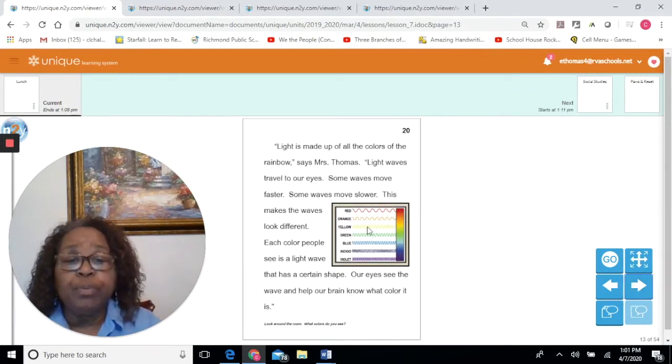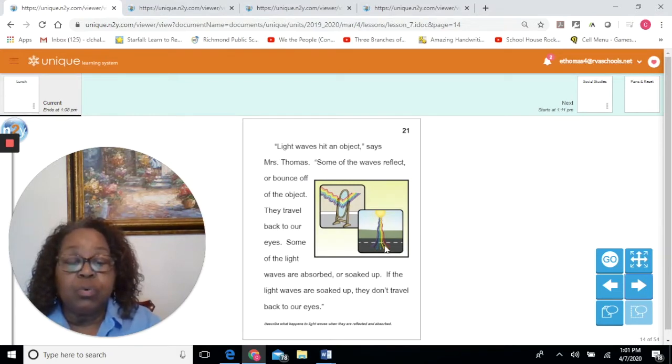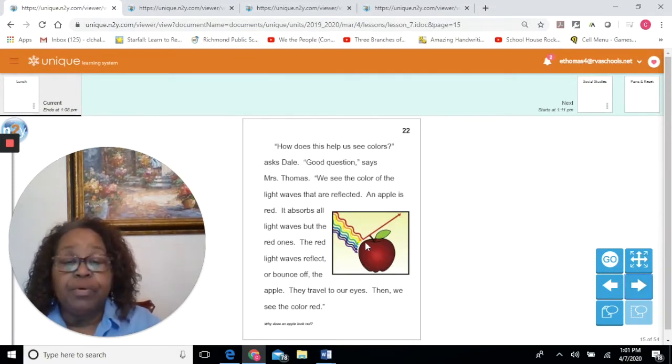And then this is a wonderful picture of the different shapes that the color waves have. Each color has a different wave, and each wave is different from the other. And here again, we see light that is being reflected and light that is being absorbed. Here we see again that some of the light rays are being absorbed by the apple, and the color red is bouncing off, and that's the color that we see.